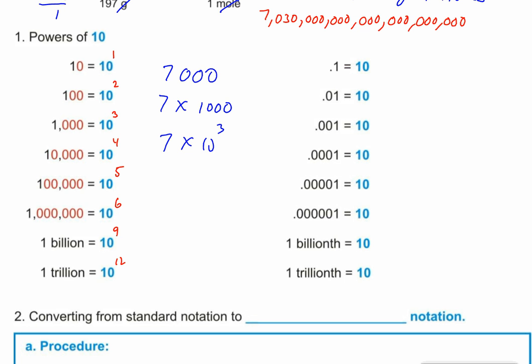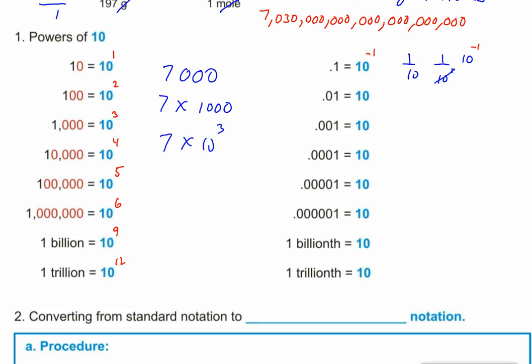Well, we could also get smaller than 1. So 0.1 is 1/10. And don't write this, but 1/10 is the same as 1 over 10 to the first power, right? What would happen if I put it in the top? The positive 1 exponent becomes a what? Negative 1. And this is 10 to the negative 1. 1/10 is the same as 10 to the negative 1.